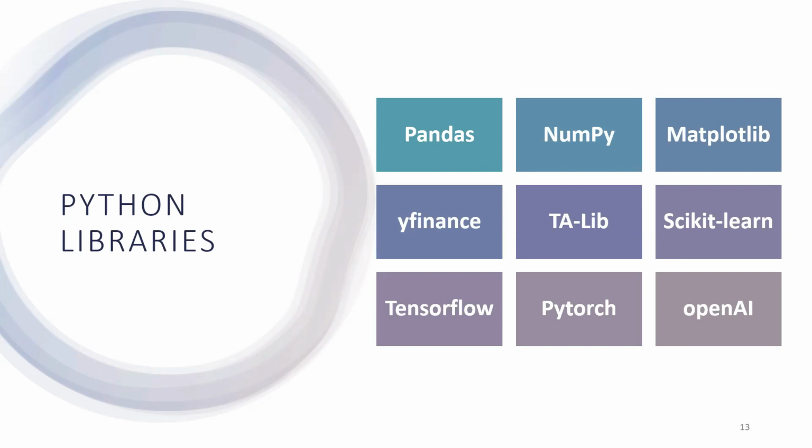TensorFlow, this library was developed by Google engineers. It allows us to implement deep neural networks, so deep learning based applications. The neural networks that were used to build even those large language models or chatbots, TensorFlow is one of the libraries supporting that. PyTorch is another library for deep learning, from Facebook. So PyTorch from Facebook, TensorFlow from Google. They both do the same thing. OpenAI allows us to build and connect to environments.